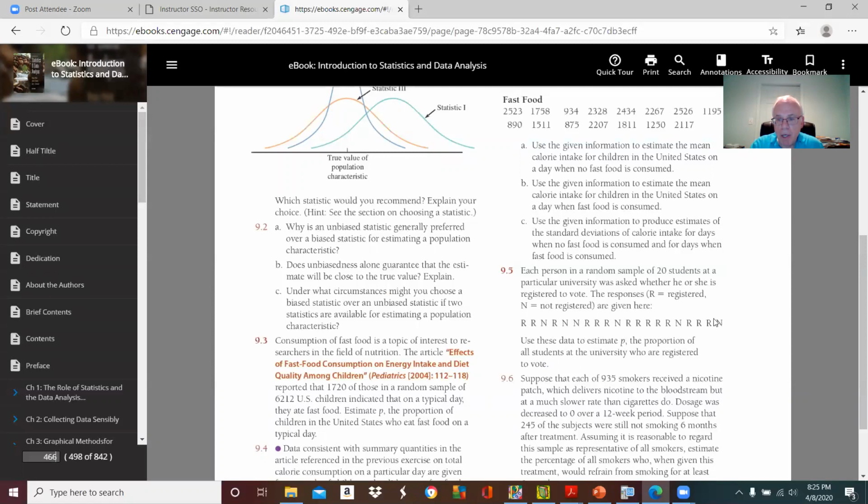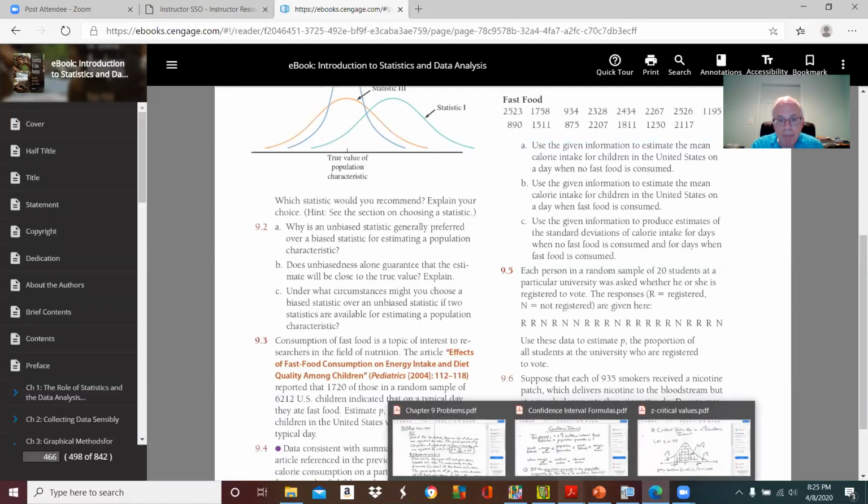Well, out of the 20, if we count the number of R's, we end up with 14 R's out of the 20. So p hat is equal to 14 divided by 20.